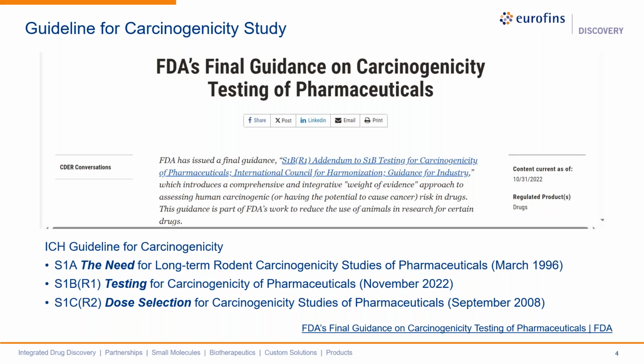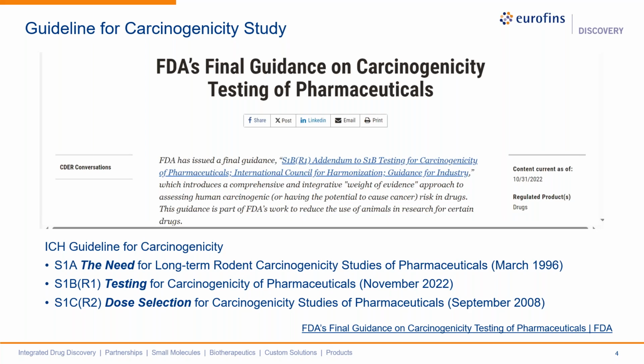First, this presentation is based on the FDA guidance on carcinogenicity testing of pharmaceuticals, as shown in the slide. In November 2022, FDA issued the guidance S1B revision, which introduced a weight of evidence approach to assess carcinogenicity risk in drug discovery. This approach is part of FDA's efforts to reduce animal testing while maintaining safety requirements.